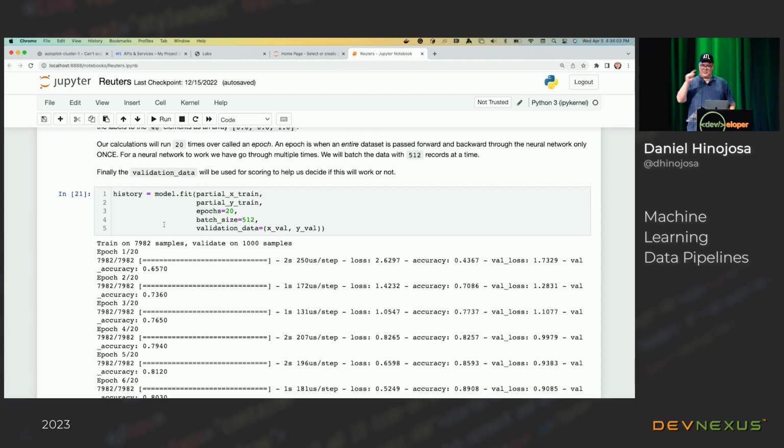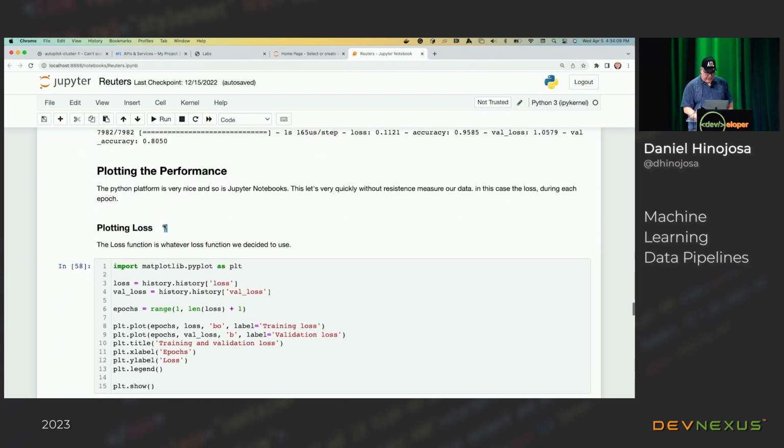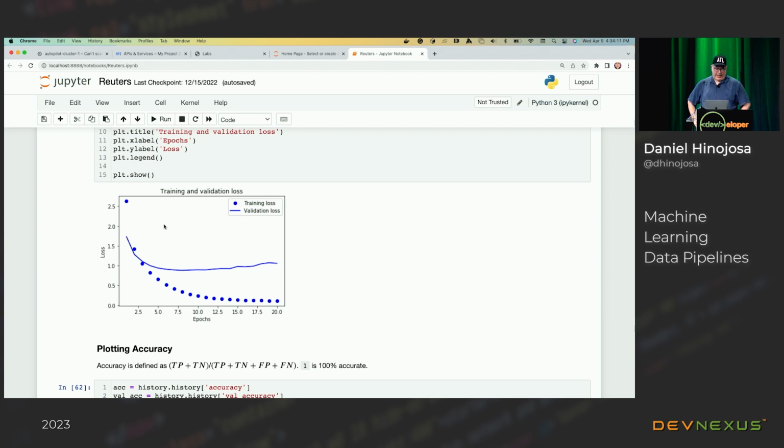So what we're doing is we're running through this network 20 times to see if we get good at it. And here it is. Now, over here is the plot of the performance. So what we see here is after like 10 tries, 10 epochs here, we're not doing any better. We're getting as good as we're going to get.